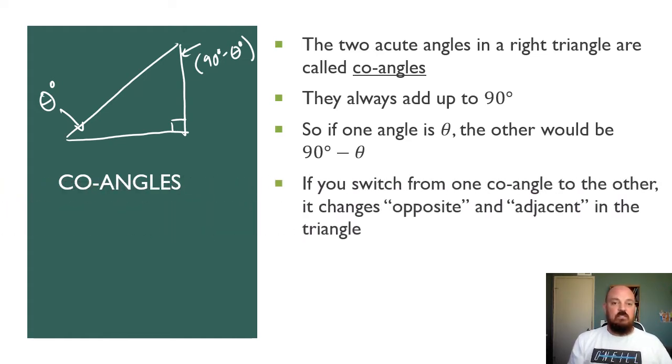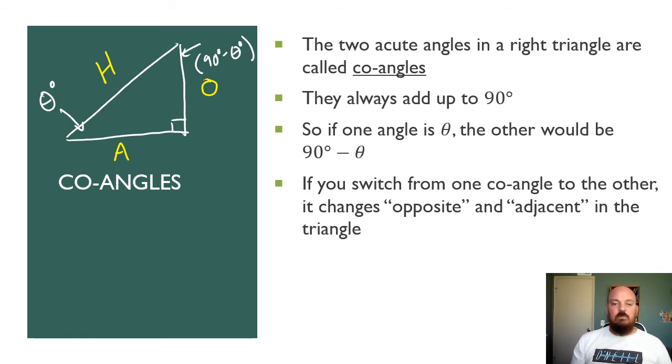And what happens is if you switch from one to the other in a problem, if you're thinking in terms of SOHCAHTOA, what it does is it flips opposite and adjacent. So if I'm solving this triangle using SOHCAHTOA, the one thing that never changes is the hypotenuse. That's never going to change. Now, if I'm using the angle theta in my question, that makes this the opposite leg and this the adjacent leg, because it's opposite from theta or adjacent from theta.